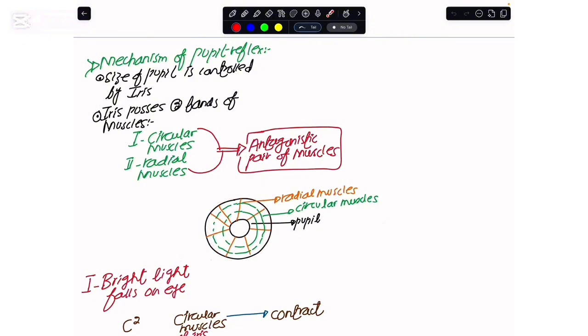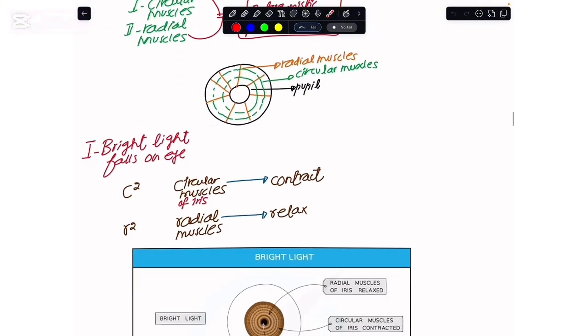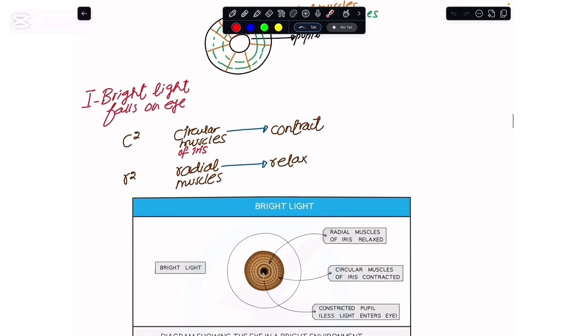In the iris, the muscles that are arranged in a circular manner are the circular muscles, and the muscles that are arranged just like the spokes of a bicycle tire are referred to as the radial muscles. Now, what we have to understand here is the mechanism of the iris in controlling the size of the pupil when bright light falls.